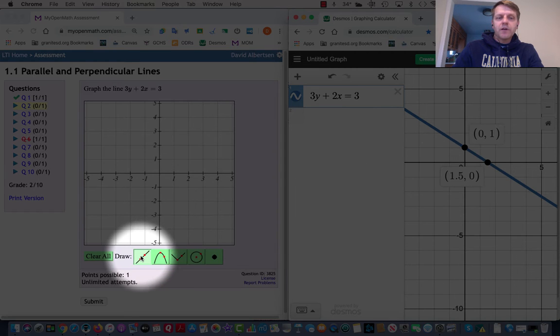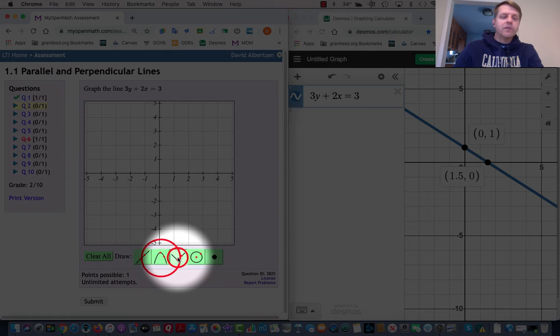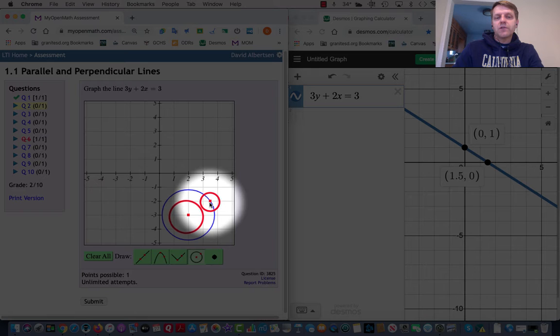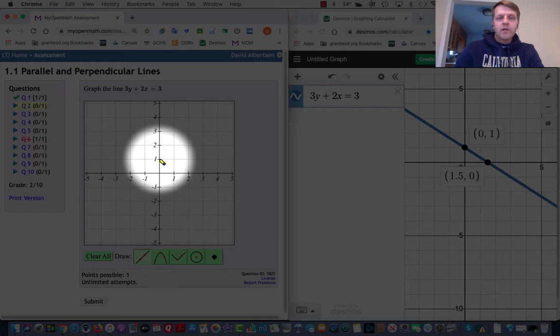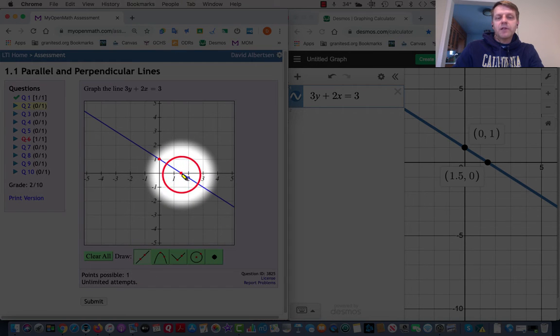So over here I'm going to make sure I'm on my line tool. That's this one. I don't want a parabola or this absolute value v thing. I don't want a circle. Nope, none of that. What I want is a straight line. So it's going to cross at 1, click. And then it's going to also hit at 1.5. So I'm going to click there.